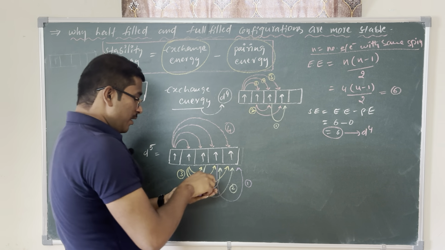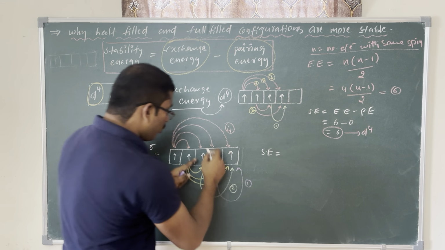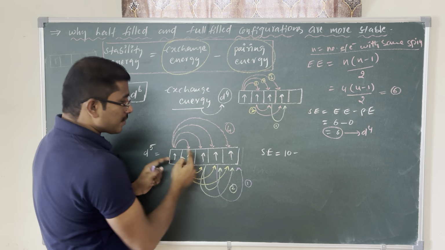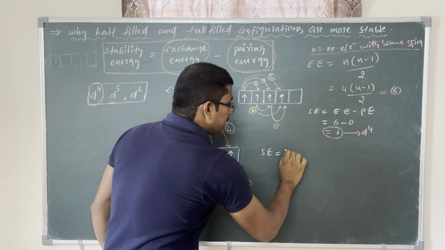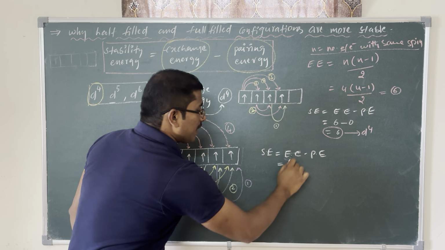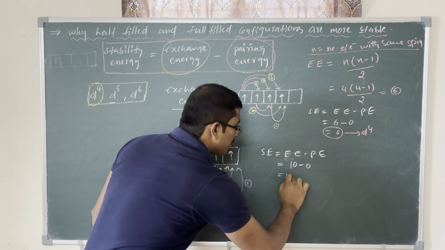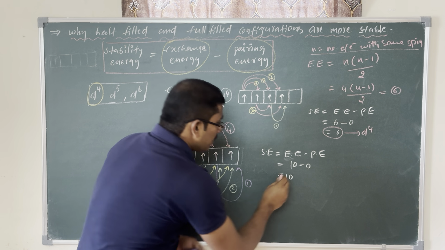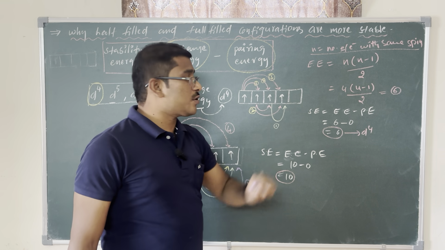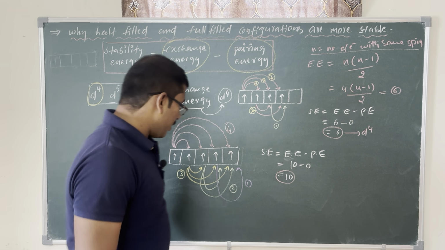Now I am calculating the stability energy. Stability energy is equal to exchange energy minus pairing energy. The exchange energy is 10. Is there any pair? No pairs here, so the pairing energy is 0. That is equal to 10. So the total stability energy is 10. For the d4 configuration, the stability energy is just 6. Okay, that you have to keep in mind.